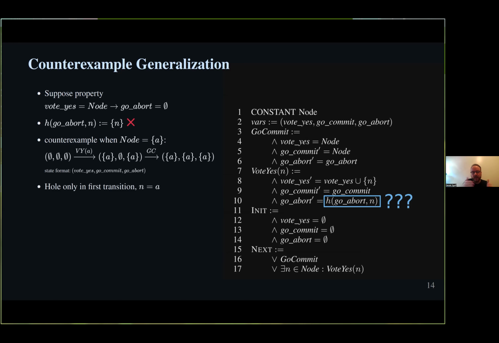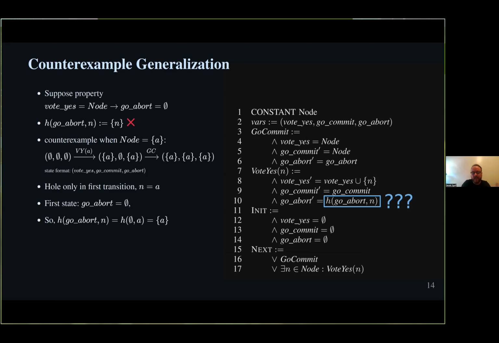So we're going to restrict our attention to that first transition because it's the only one that has the vote yes action. And we're going to note, first of all, that N is equal to A. And we're also going to notice that in the first state, the goAbort variable has the value empty set. Then we're going to evaluate the expression that we chose for the hole, using these values, and we're going to find that it evaluates to singleton set A.